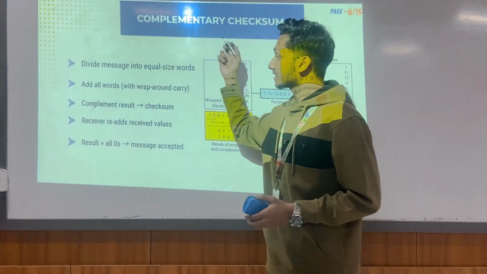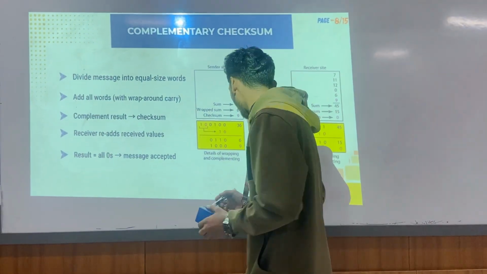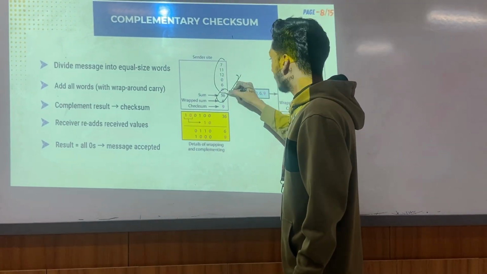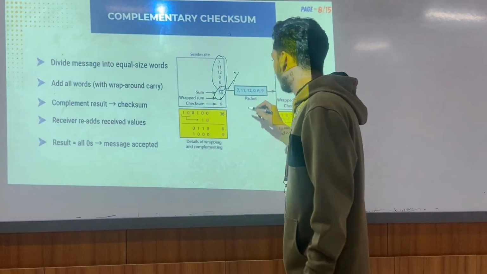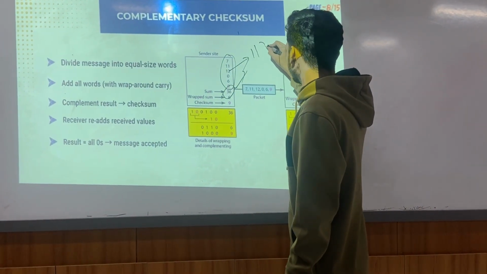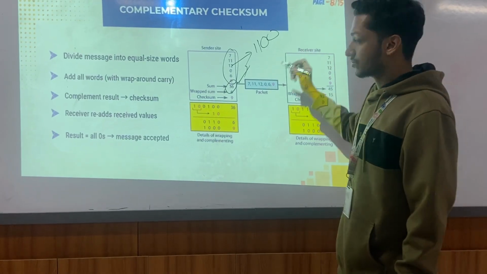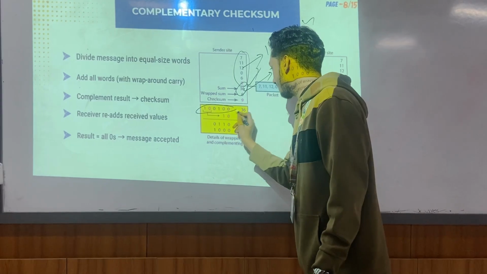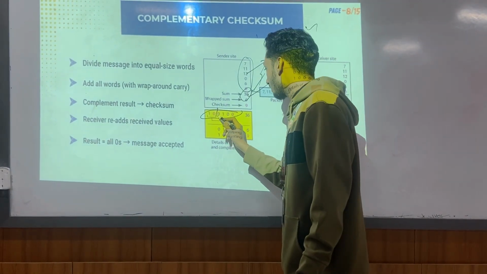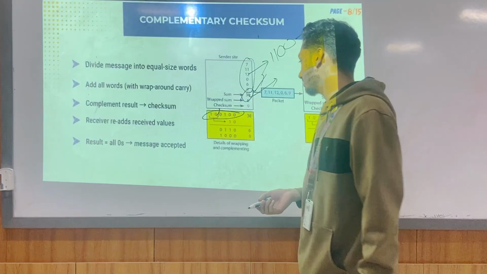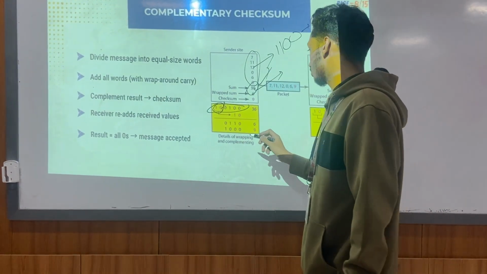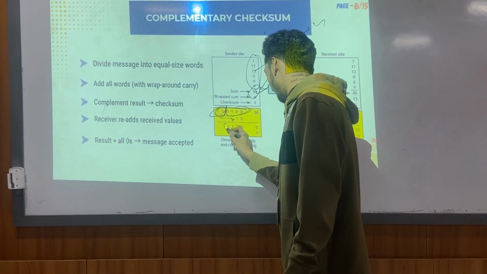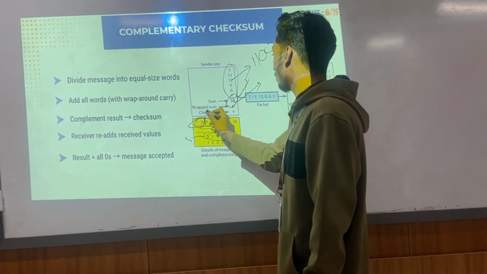So here the complementary checksum is introduced. In checksum, the total sum is always greater than the m bits. Here, 12 in binary is 1100, which is 4 bits, but the total sum is 6 bits. So we need to convert this 6 bits into 4 bits. How can we do this? We can add the first 2 bits to the existing 4 bits and get a binary number. This is our word message.